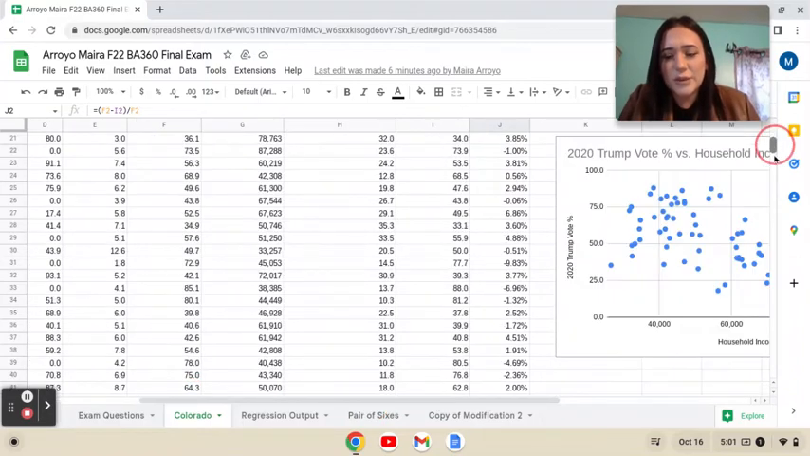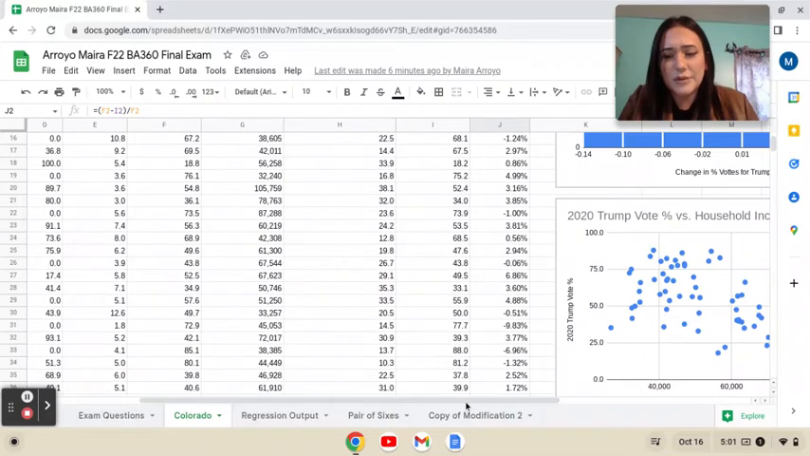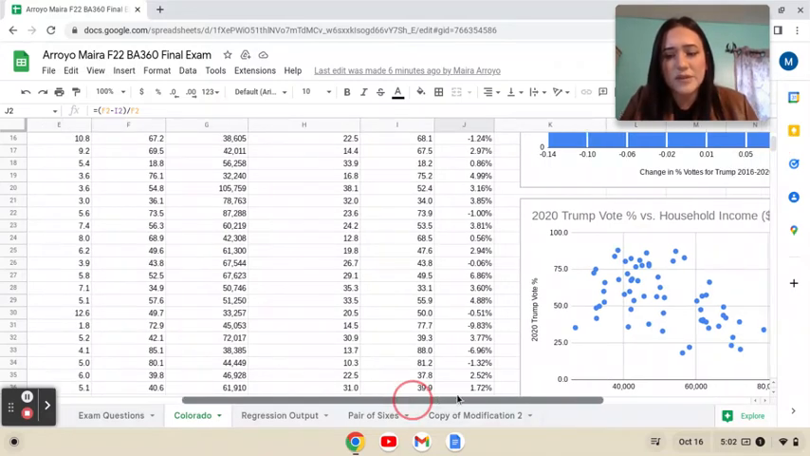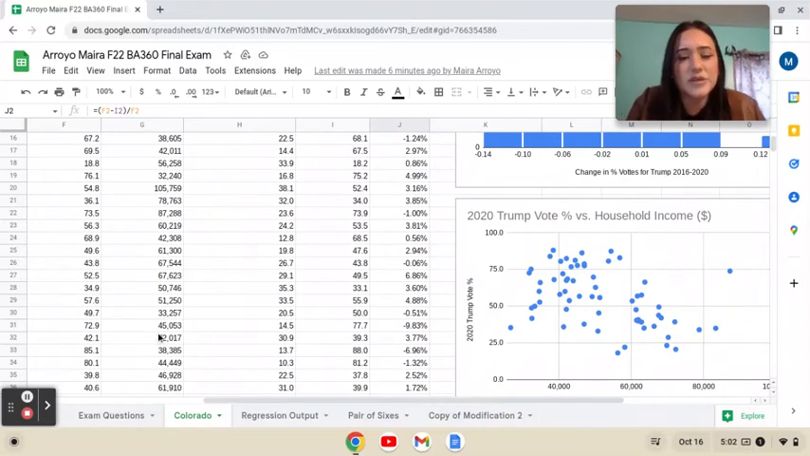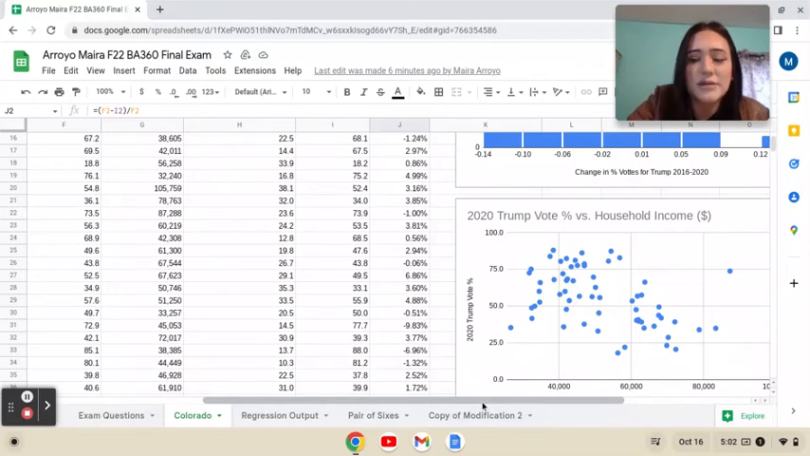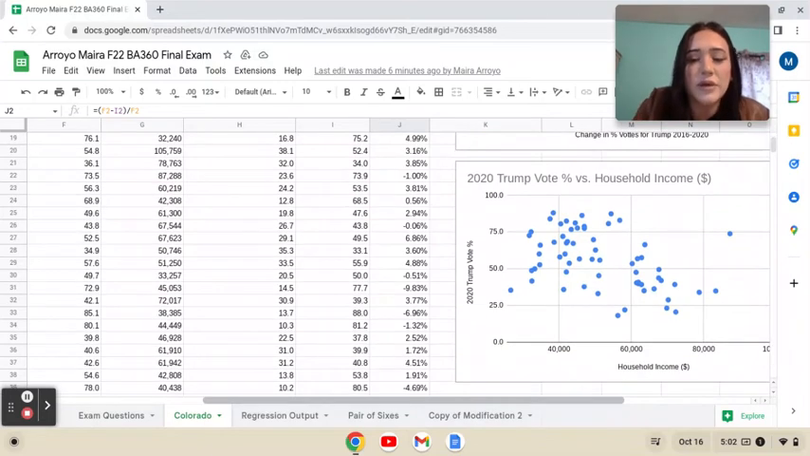So basically what I did is I highlighted the column of the 2020 Trump vote percentages, and I pressed control and highlighted the household income. After I had both of those columns highlighted, I went to insert again and did a scatter plot. And here it is. As you can see, it's kind of scattered everywhere. There's not a consistency or really a trend. It's just everywhere.